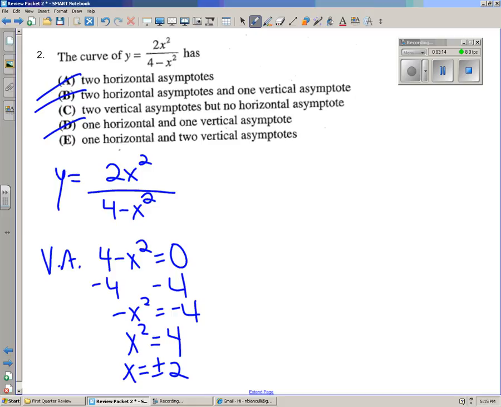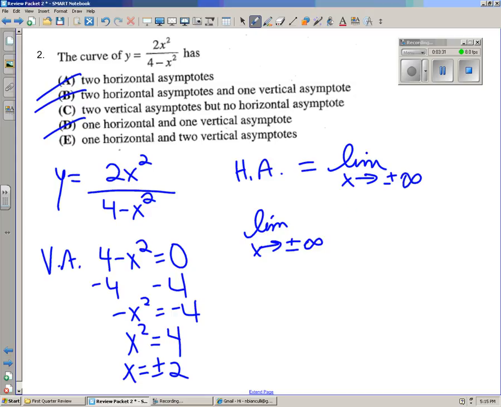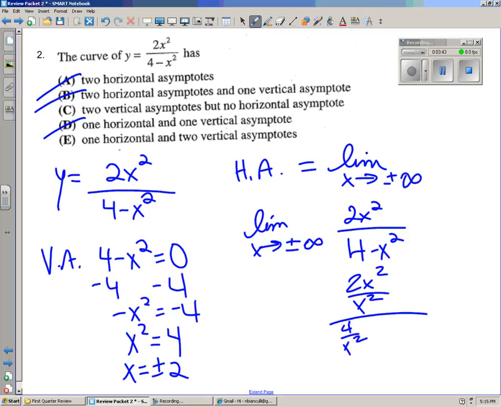All right, now if we want to talk about the horizontal asymptotes, that's equivalent to thinking about the limit as x goes to positive and negative infinity. So if we take the limit as x goes to positive or negative infinity of this function, the long way, or the mathematically rigorous way to do this, is divide by the highest power in the denominator, which is x squared.